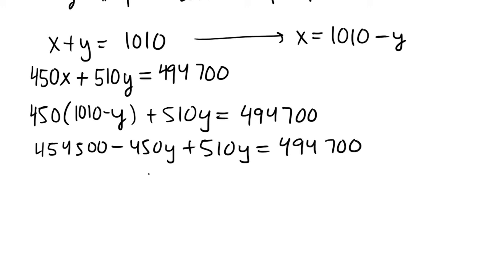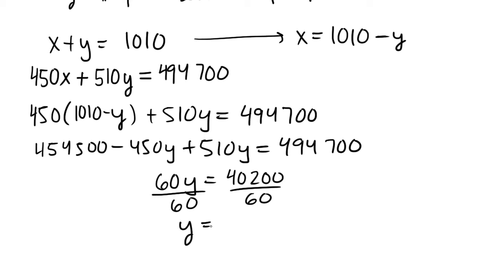These two combine here to give us 60y, right? And I bring this over, I get 494,700 minus 454,500. It gives 40,200. And then I divide both sides by 60. When I divide that by 60, I get 670. So it looks like 670 of the second type of computers were sold.